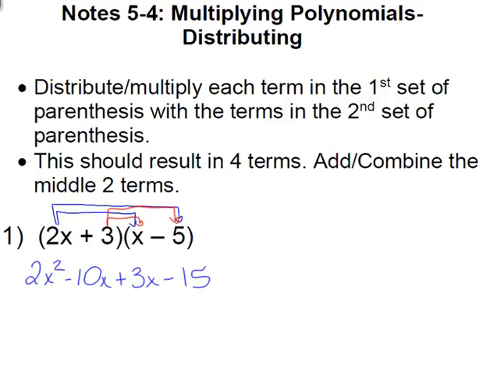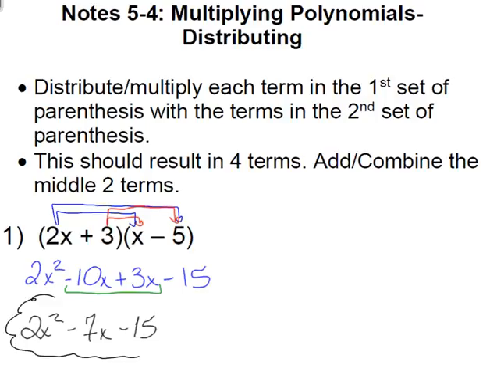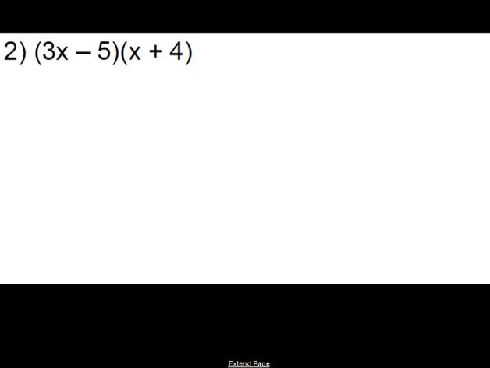I now have some like terms here in the middle that I need to combine. The first one stays the same, 2x squared. Negative 10x and a positive 3x gives me a negative 7x, or a minus 7x. And then my minus 15 is chilling at the end. And we're done.